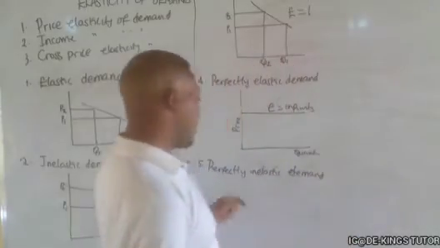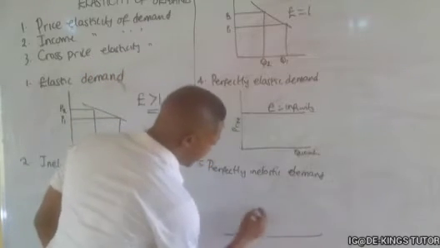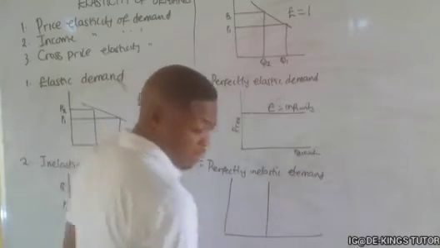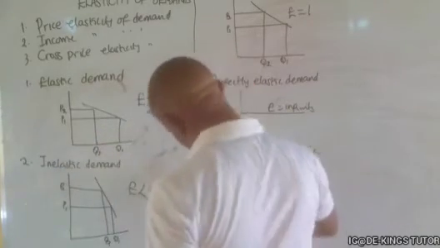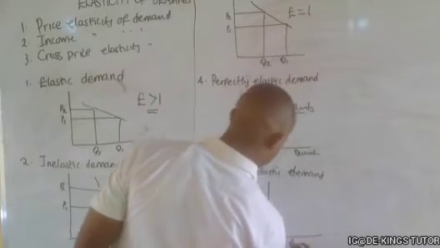We said it is perfectly inelastic. So the graph can also be represented as this, where this is our price and this is our quantity.